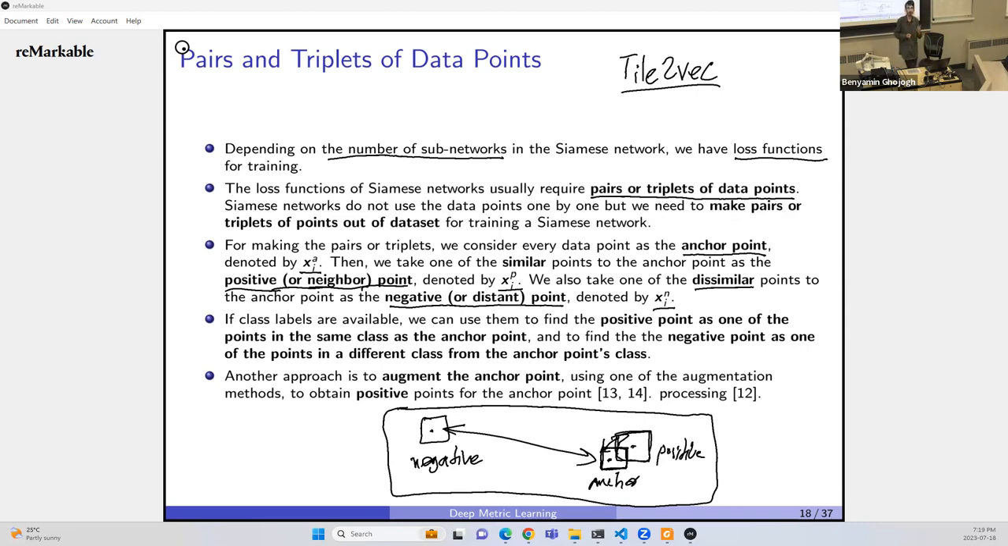And then we can say, okay, the image before transformation and after transformation are almost similar to each other, right? If the distortion is not too big, then I can take the image before data augmentation as anchor, after data augmentation as the positive, and some other image as negative, right? We can do that. So with data augmentation, we can augment the anchor point to get the positive.